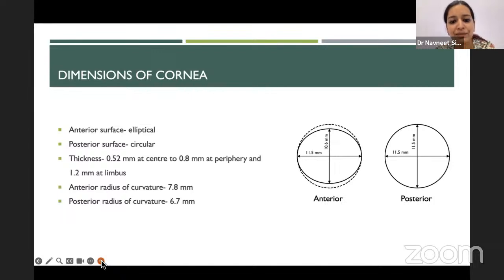Also, the corneal thickness varies from center to periphery. In the center, on average, a cornea is 520 microns, and it thickens to around 800 microns at the periphery and is thickest at the limbus, with a thickness of around 1200 microns. Because of this, there is also a change in the radius of curvature of the anterior and posterior surfaces. The anterior surface has a radius of curvature of around 7.8 millimeters, whereas the posterior surface has a radius of curvature of around 6.7 millimeters.